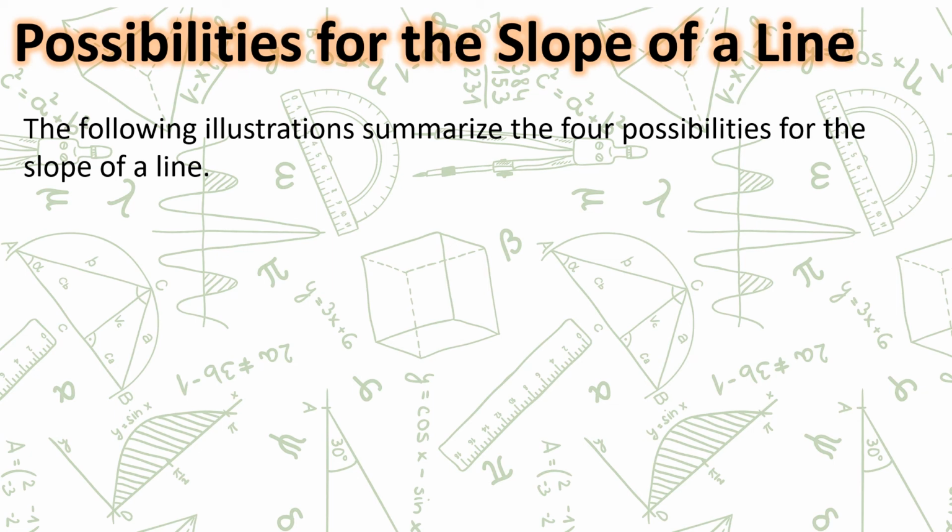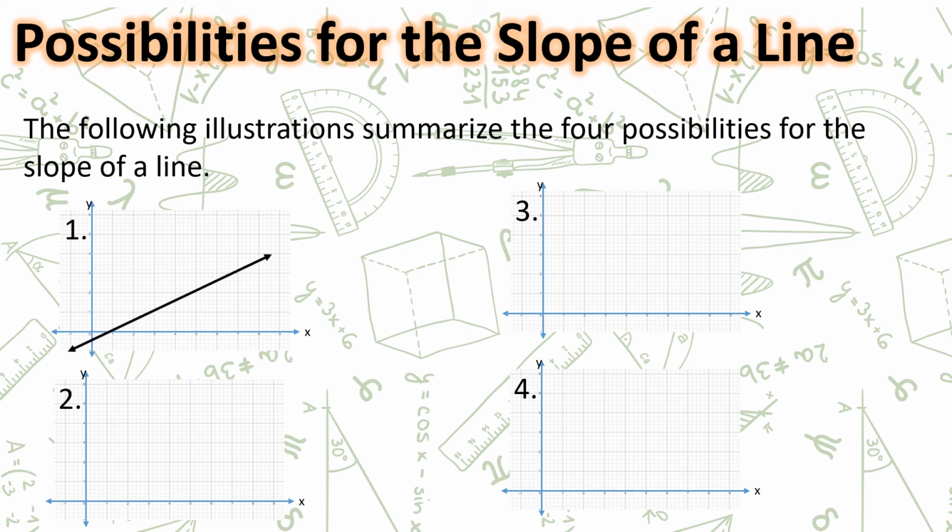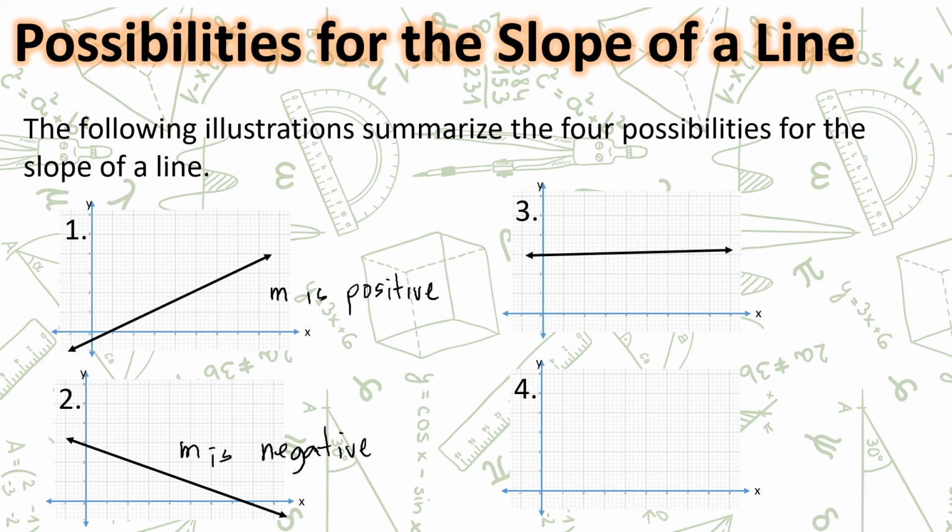The following illustration summarizes the 4 possibilities for the slope of the line. When the graph of the line increases from left going to the right, the slope of the line is positive. When the graph of the line decreases from left going to the right, the slope of the line is negative. When the graph of the line is a horizontal line, the slope of the line is 0. When the graph of the line is a vertical line, which means there is no movement on the x-axis, the slope of the line is undefined.